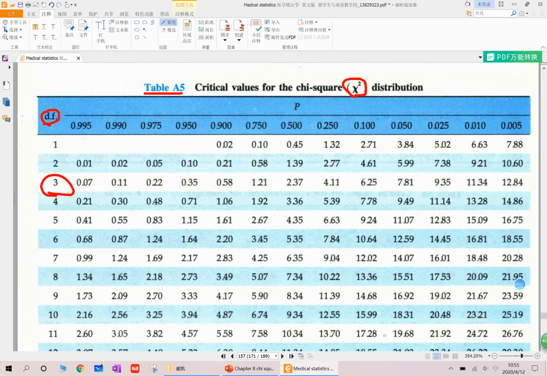And next, we can find that the first row is P. Actually, in a hypothesis test, this P should be alpha, the significance level. And in our chi-square test, in the first step, we established alpha equals 0.05. So let's find 0.05 here. Okay, in the cross position, we can find that this number is 7.81. So this is the critical value for the chi-square distribution when df equals 3, and we need to compare our chi-square value with this number.